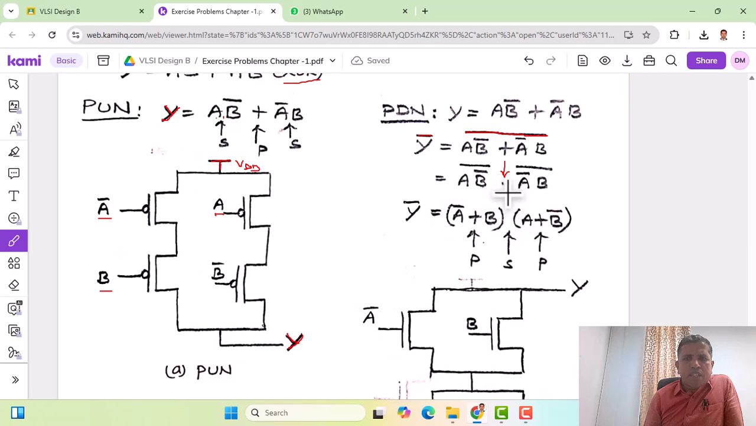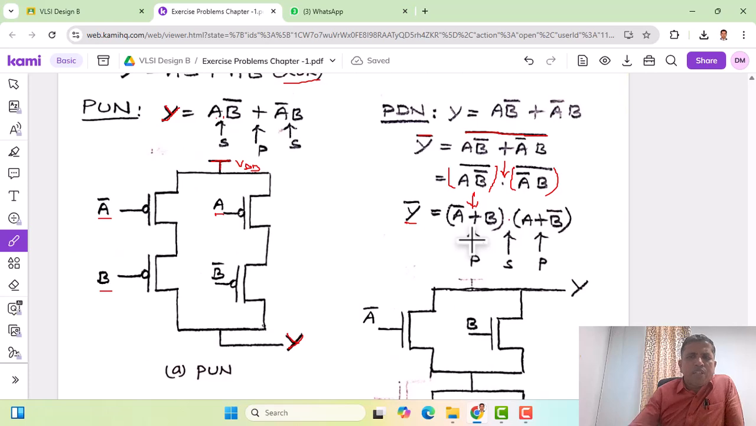Now we can apply De Morgan's theorem once again to bring the complement to the individual variable level. The left hand side is kept as it is. After applying De Morgan's theorem, A bar plus B becomes A B bar. The dot is kept as it is, and again we apply De Morgan's theorem separately for this and this. This we have already shown. For the other term, A plus B bar becomes A bar B. So this is the suitable expression for the pull-down network.